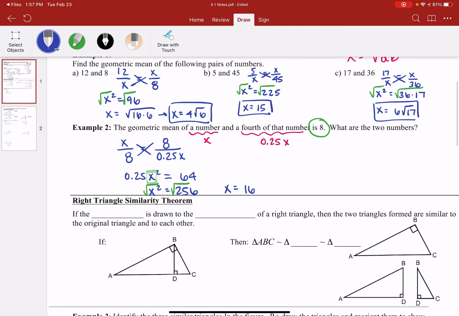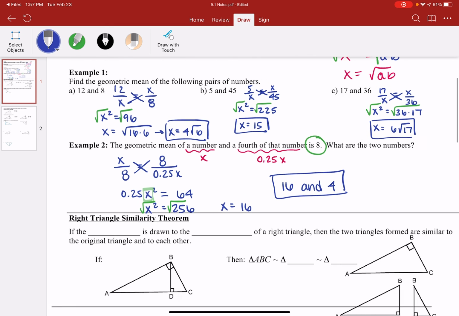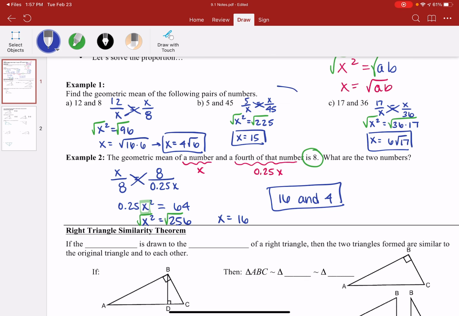So it says, what are the two numbers? Well, it says the geometric mean of a number, x, which we just found to be 16, and a fourth of that number. Well, a fourth of 16 is 4. So what are the two numbers? We would say 16 and 4. Okay, that one's a little trickier with the word problem stuff. But again, just make sure you understand this general process up here for finding your geometric mean.